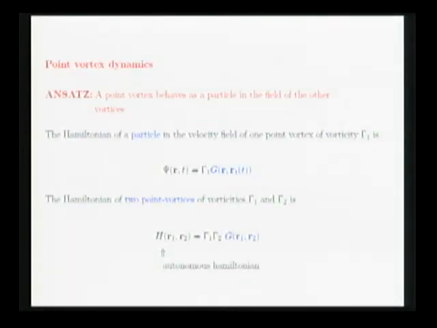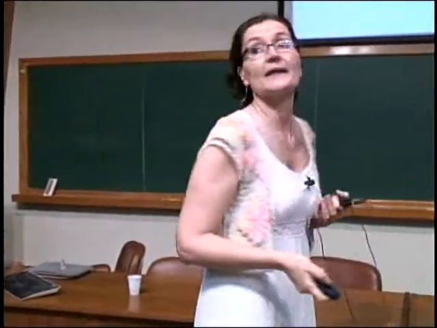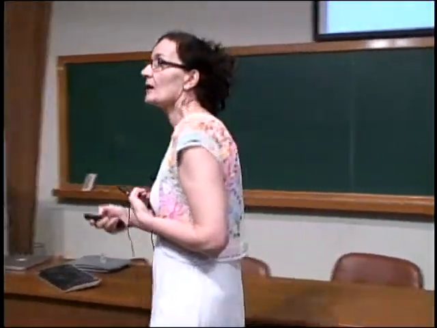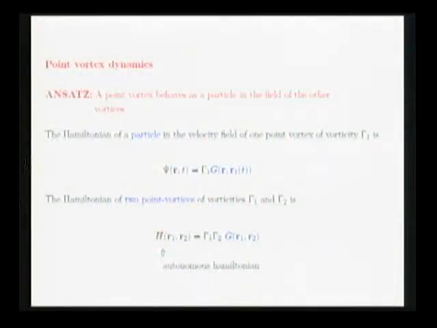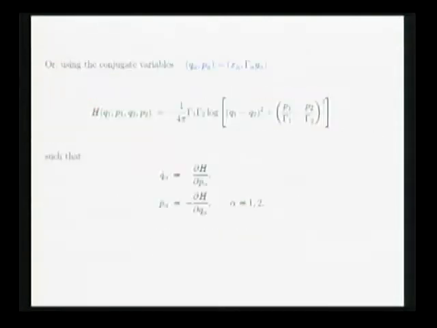Now, how to derive point vortex dynamics? We use our ansatz, that each vortex behaves as a particle in the field of the others. So if this is the Hamiltonian for the particle in the field of a vortex, the Hamiltonian of two point vortices is just the symmetric version of it. Okay? So we have the two. And it's easy to see that then the canonical coordinates are just a slightly different version of the previous one, where we have to introduce the vorticity in it.